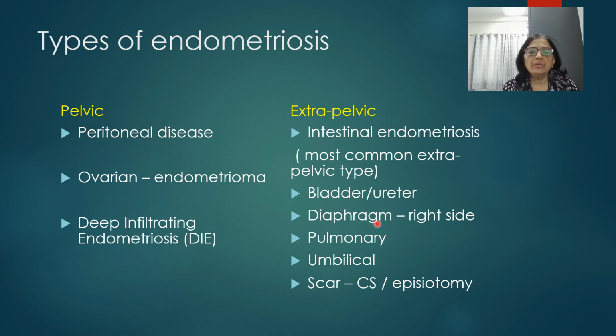It can be seen on the under surface of the diaphragm, especially on the right side, and this is explained by the movement of the peritoneal fluid in a clockwise fashion in the peritoneal cavity. So along with retrograde menstruation, this current of peritoneal fluid movement also explains the presence of right-sided endometriotic lesions on the under surface of the diaphragm.